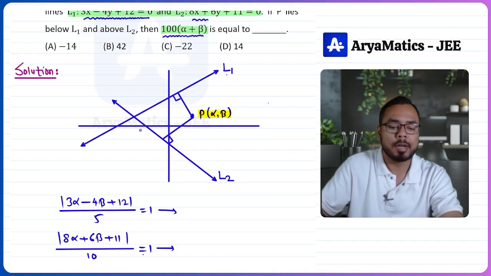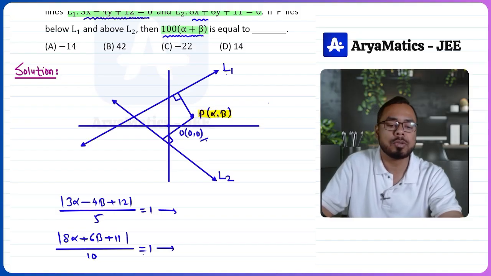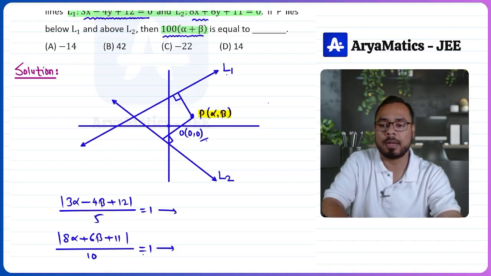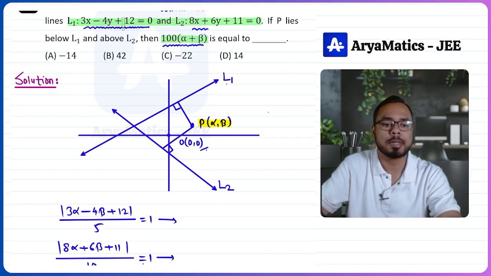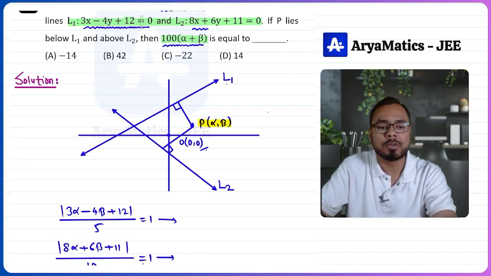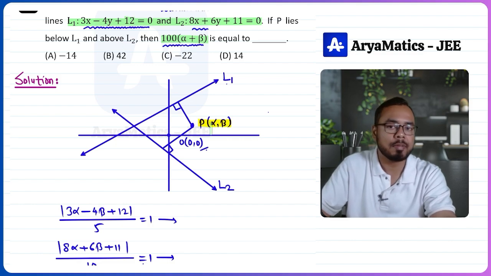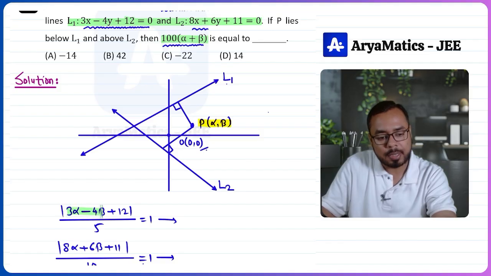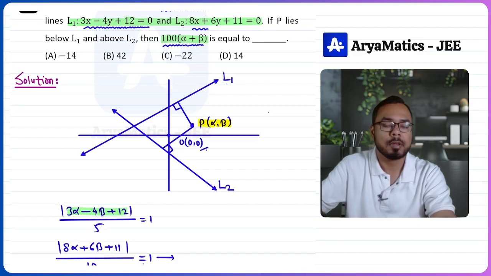So here the important thing is that point P and origin 0 0, these two are on the same side of line L1, and for line L1 you can very easily see that the constant term is plus 12. When you substitute 0 0 here, then you will get a positive sign. So that means for alpha beta also we should get a positive sign. That means this expression 3 alpha minus 4 beta plus 12 must be positive, right?